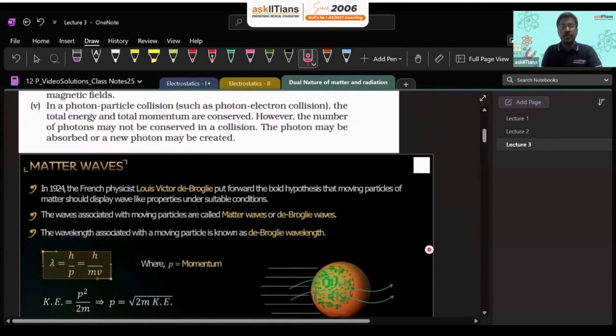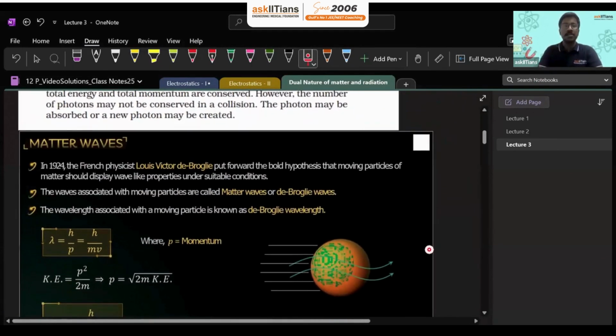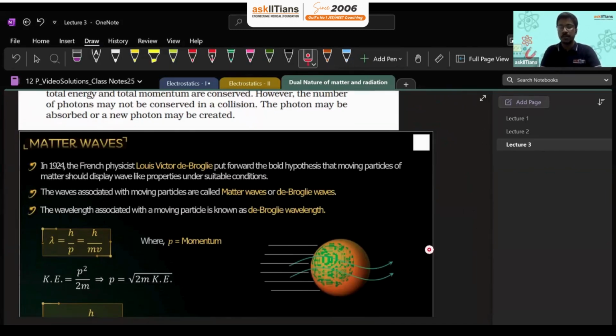All right. Now let's move to the new topic of today, that is matter waves. It was a very revolutionary idea when it was put forward. It was when the idea of light or radiation being a particle was introduced that it brought up this thought: if radiation can have particle nature, why can't matter have wave nature as well?